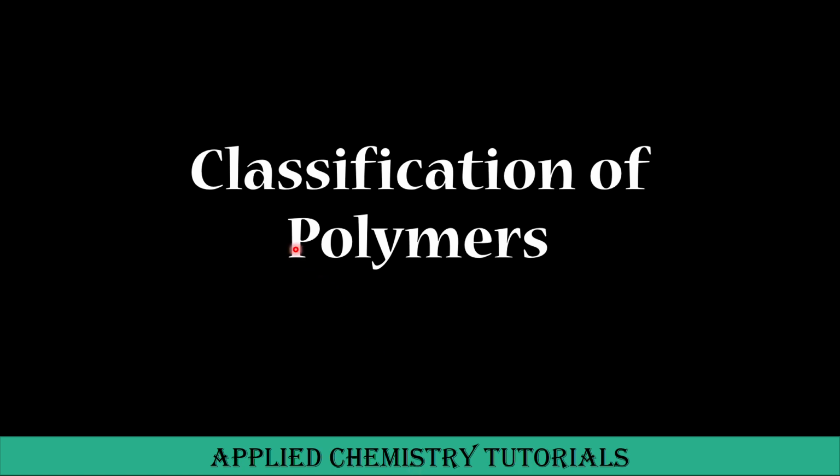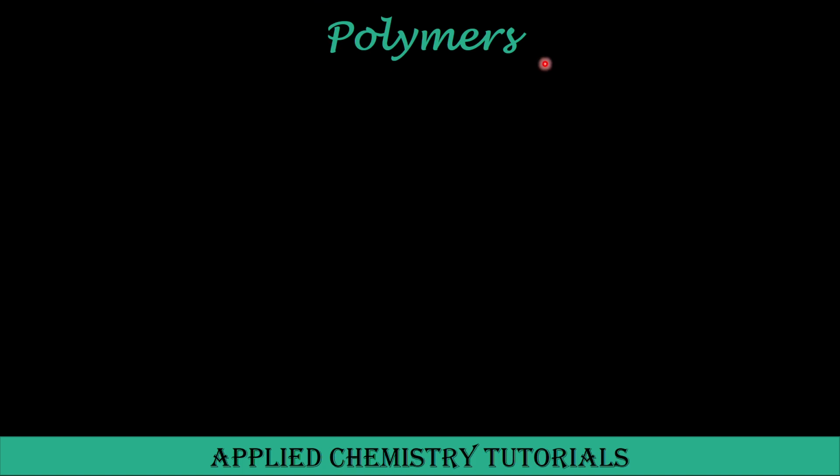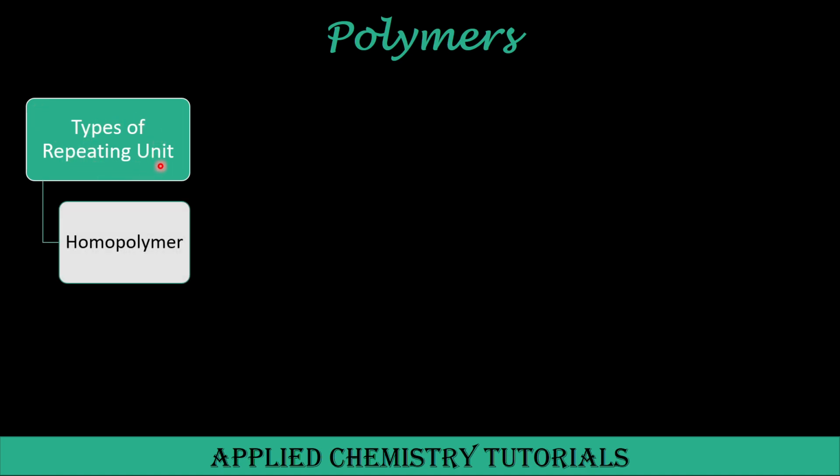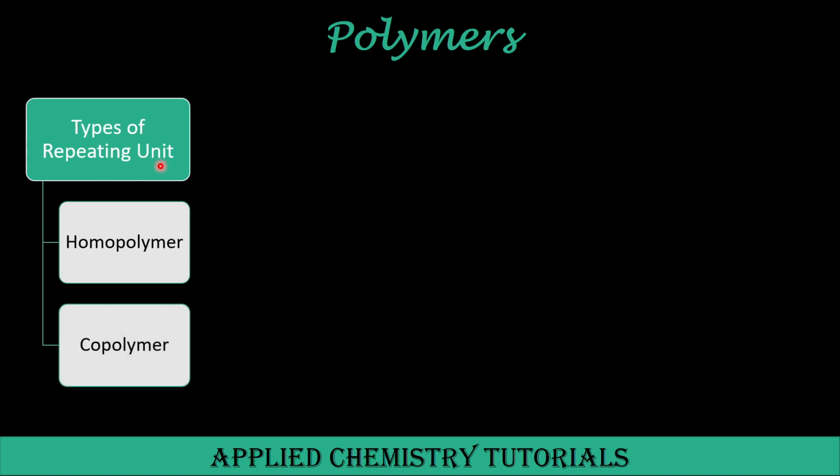Today we will talk about classification of polymers. So polymers can be classified depending on several parameters. The first type is types of repeating unit. Based on this, polymer can be divided into homopolymer and copolymer.